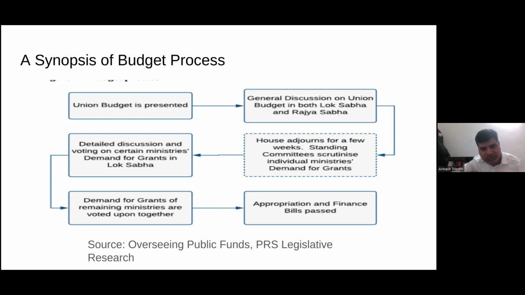The finance minister presents the budget in the parliament. The budget consists of different kinds of demands for grants. After a brief discussion, those demands for grants go to something called standing committees. Standing committees scrutinize the budget, and then it comes back for detailed discussion to the parliament. Parliament discusses it. The individual demands for grants are discussed and passed, and finally everything is consolidated into an appropriation bill, and that is cleared. So this is how the entire budget process works.